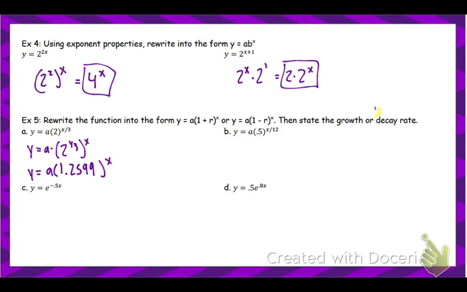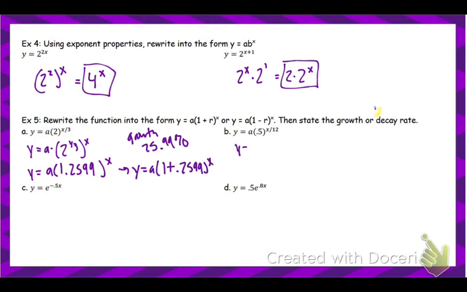So our growth factor here would be 1.2599. If I want to find the percent growth, I can rewrite this as 1 plus 0.2599 to the x. This is showing growth because that is larger than 1. The percent growth here would be 25.99% growth. The factor is 1.2599, so I could keep multiplying by 1.2599 each time. The percent it's changing by, though, is that 25.99%. All right, let's try another one.